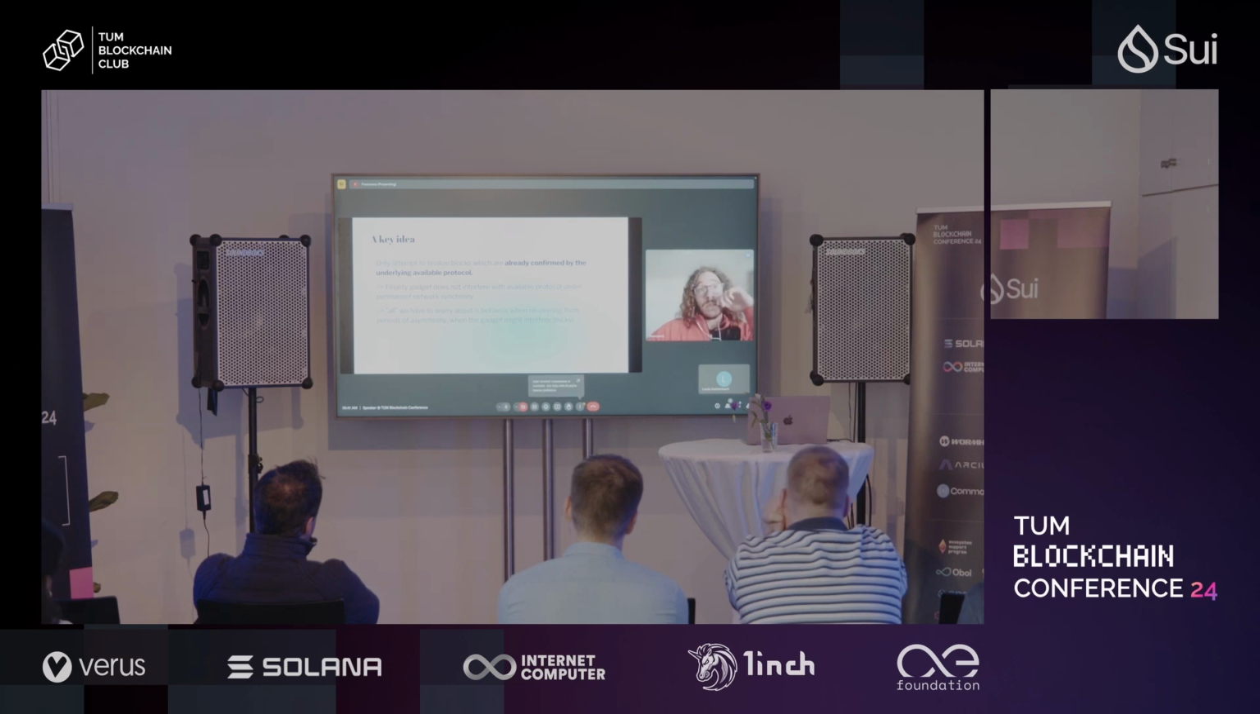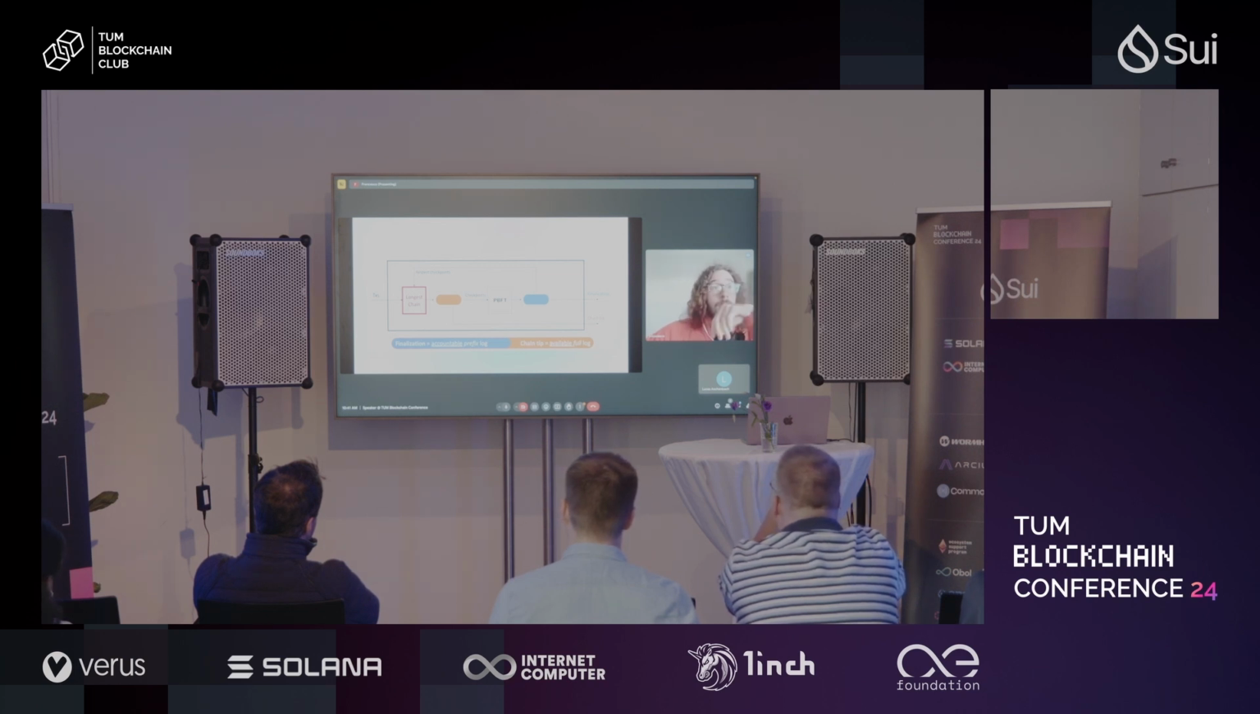So in this kind of construction, one key idea is that when we do this feeding of the available chain into the finality gadget, we should only do it for blocks which are confirmed by the underlying available protocol. So if we go back here, you don't actually want to feed everything that is in the longest chain to the finality gadget. For example, if someone adds a new block to the longest chain, this is not safe yet. There's no guarantee that it's not going to be reorged.